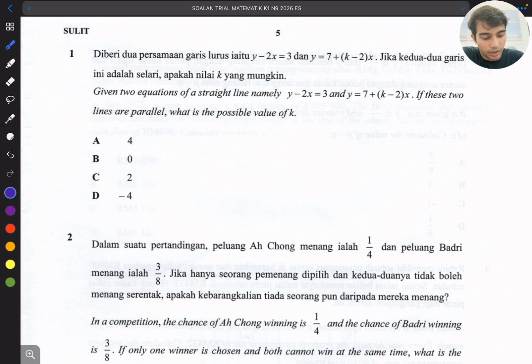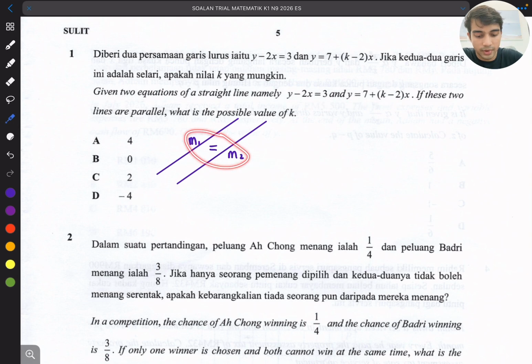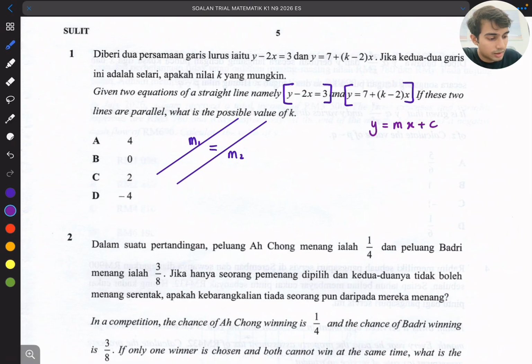Right. When we have two parallel lines, that means they share the same gradient. M1 and M2 is the same. So what we can do is we can figure out this gradient and this gradient. We can compare them. So here let's rearrange these in the general form. General form is y equals to mx plus c. So m will be our gradient.